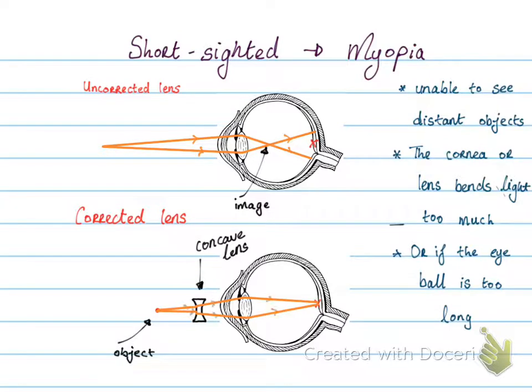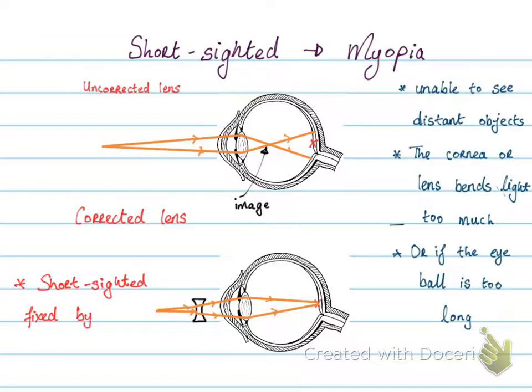So the key point here is that for short-sightedness, it is fixed by concave lenses. They disperse the light slightly so that when it comes to the lens, essentially making the lens less refractive and allowing the light to be focused at the back of the retina.